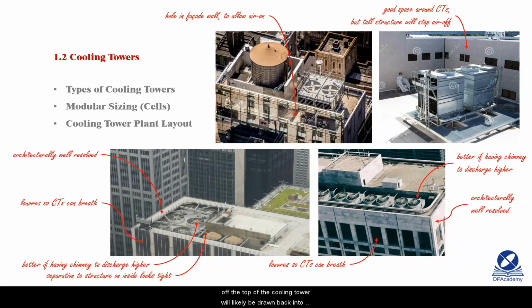In the top right image, there is lots of space around the cooling tower, but the cooling tower is very much sunken in amongst the buildings. With the prevailing wind, the discharge air off the top of the cooling tower will likely be drawn back into the cooling tower.